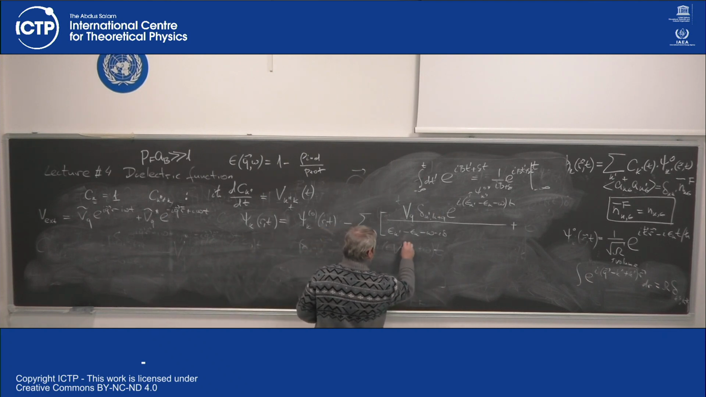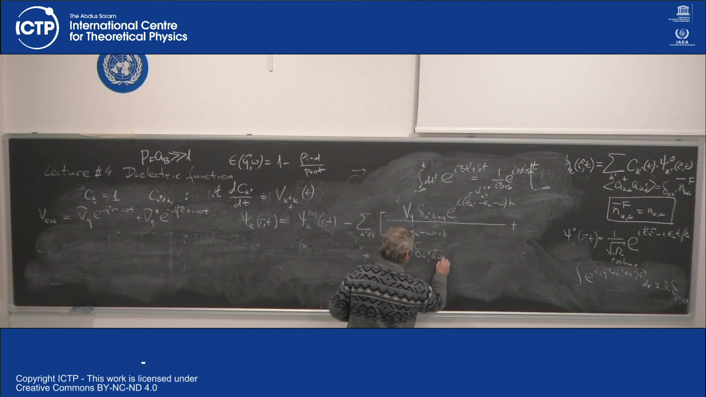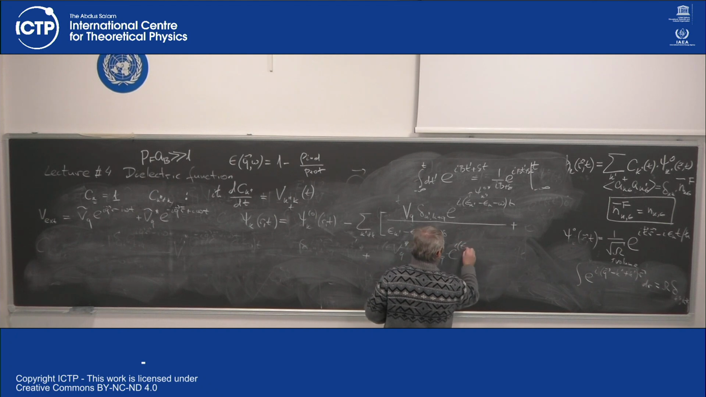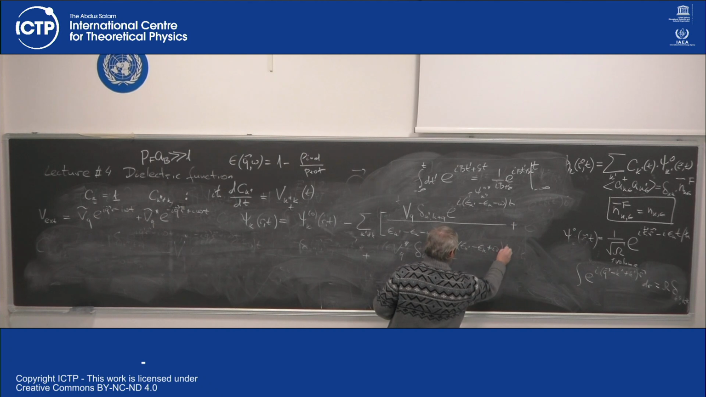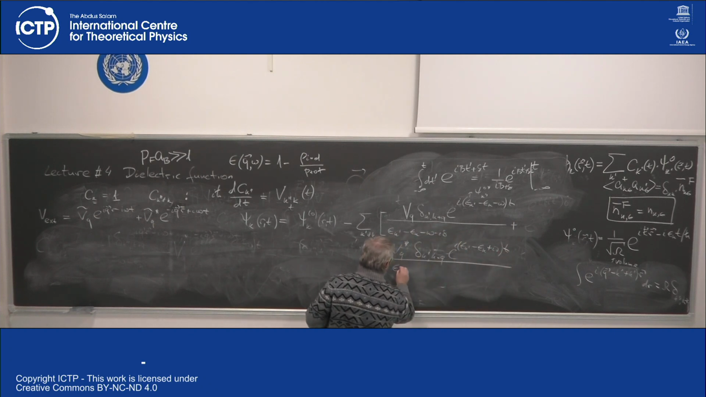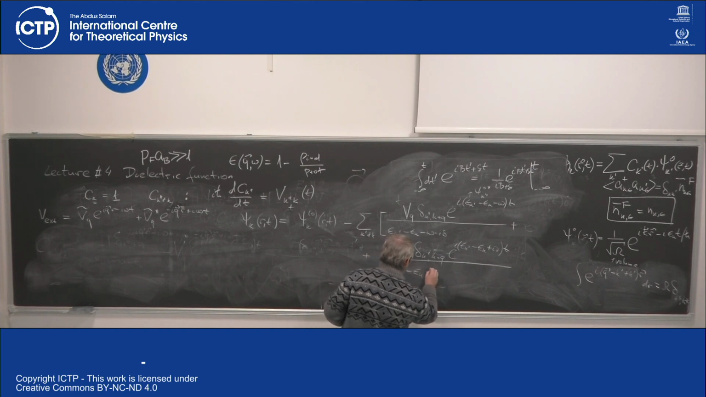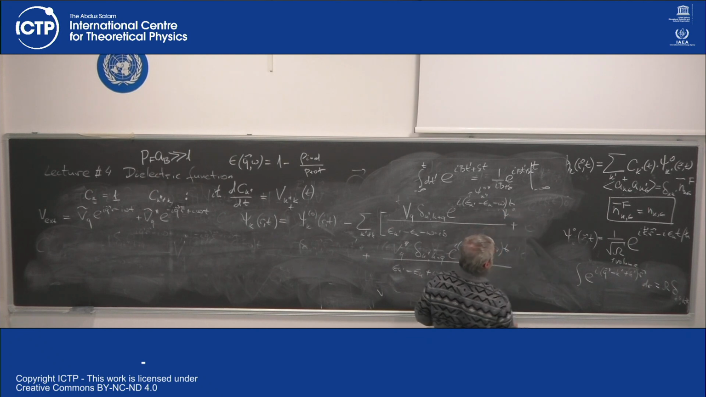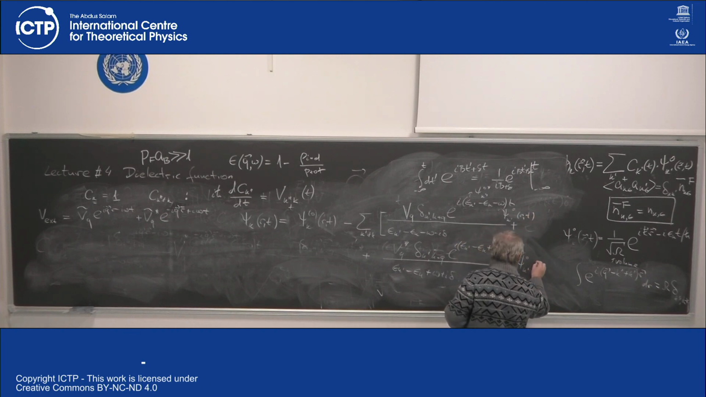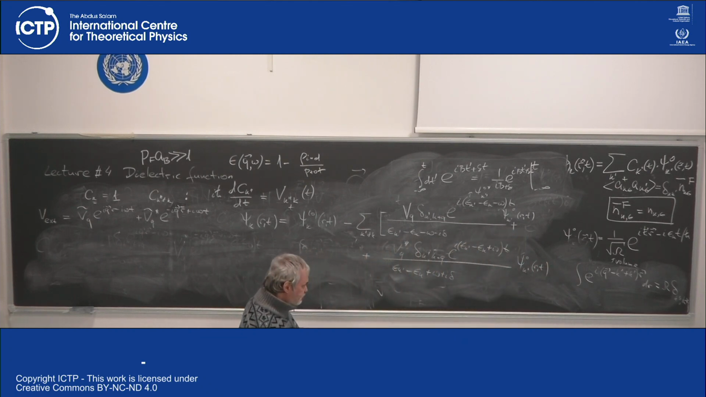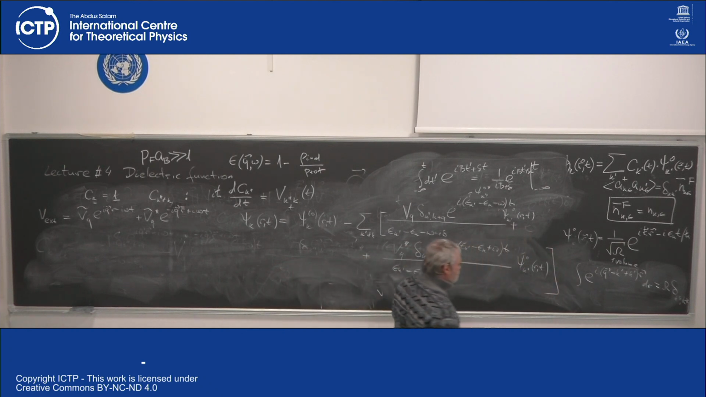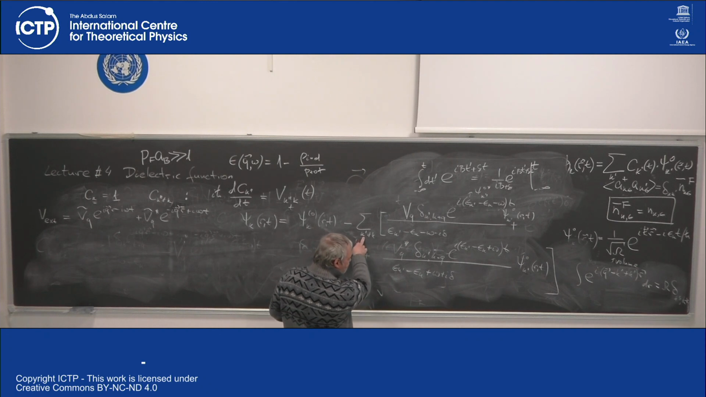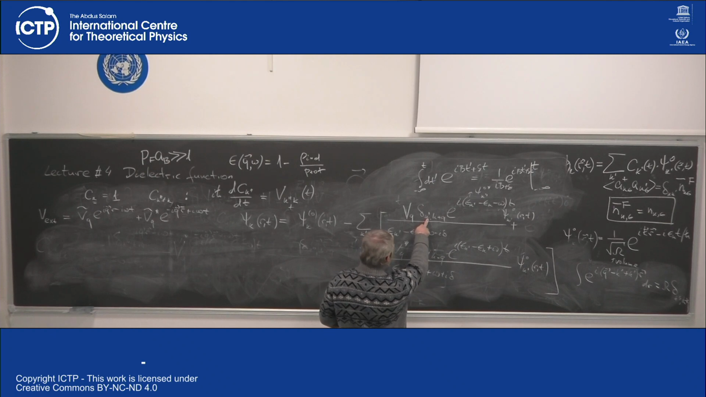Plus VQ star delta K prime K minus Q e to the power I epsilon K prime minus epsilon K plus omega t divided by epsilon K prime minus epsilon K plus omega plus I delta. And of course here I have psi node K prime RT, and here I have psi node K prime RT. Okay? Bracket is closed. So now I'm ready to take sum over K prime, because I have a delta symbol which tells me that in the first term K prime is equal to K plus Q, in the second term K prime is equal to K minus Q.